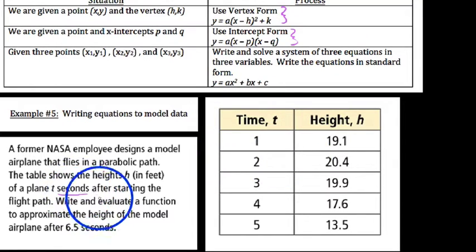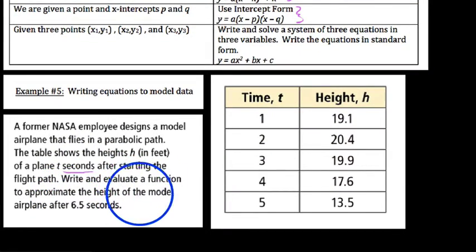What we want to do is write an evaluated function to approximate the height of the model airplane 6.5 seconds later. If I were to put 6 on here, we might get a good guess, and 6.5 would be between 6 and 7. What we want is to accurately predict how many feet it would be off the ground at 6.5 seconds after it's launched on its flight path. The thing that is different about this situation is that we actually have a data table, and I'm not really sure that this is necessarily a parabolic path.